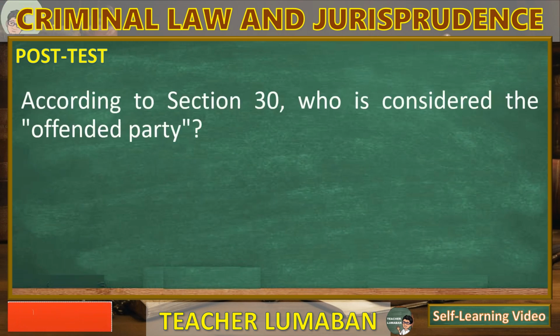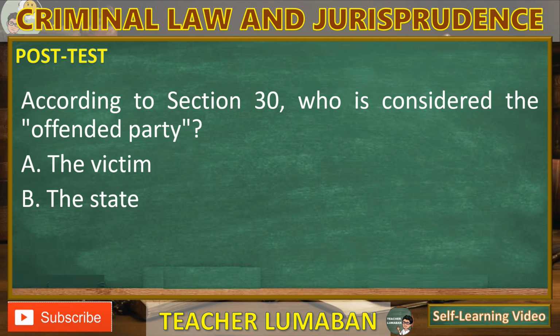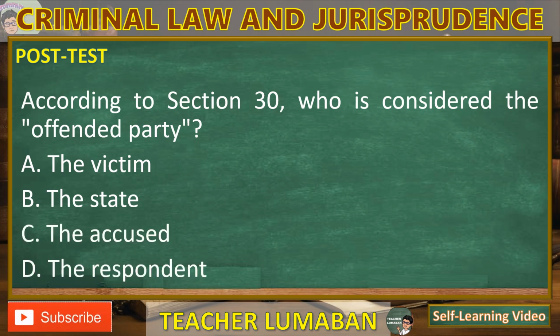According to Section 30, who is considered the offended party? A. The victim. B. The state. C. The accused. D. The respondent.